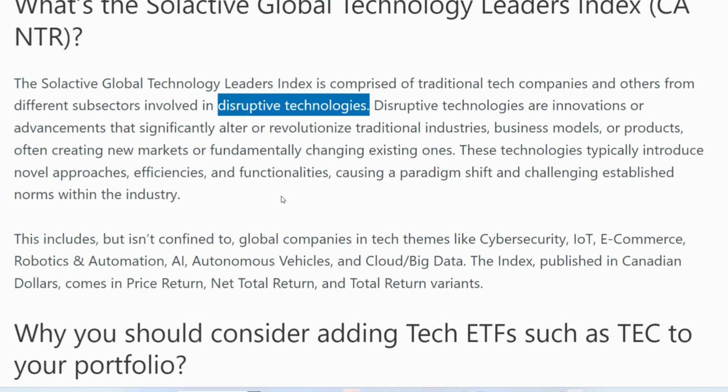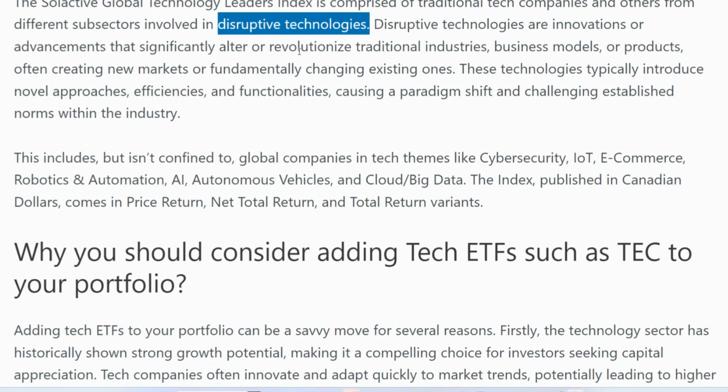So when you're investing in a tech ETF, it's quite good actually to have those kinds of companies that are involved in disruptive technologies or could be creating a new technology. And the most popular disruptive technologies we are seeing right now are cybersecurity, Internet of Things is a big trend, also e-commerce, robotics, and automation. So all these are technologies that are seen as disruptive.